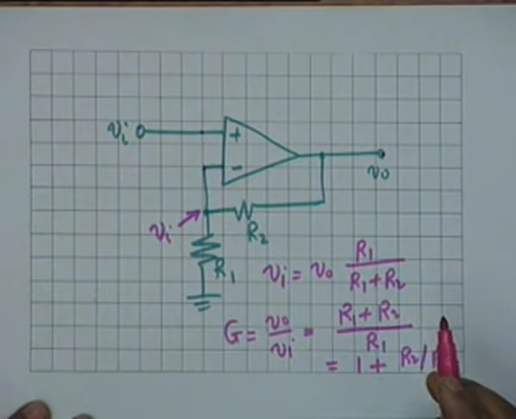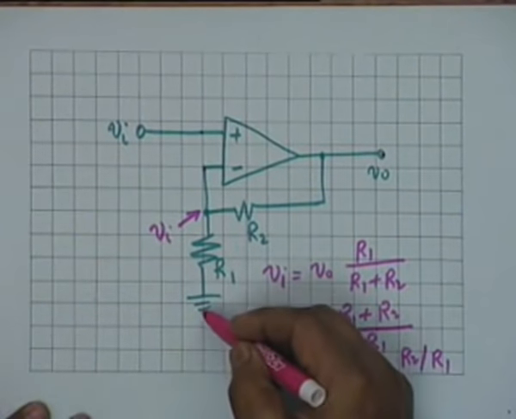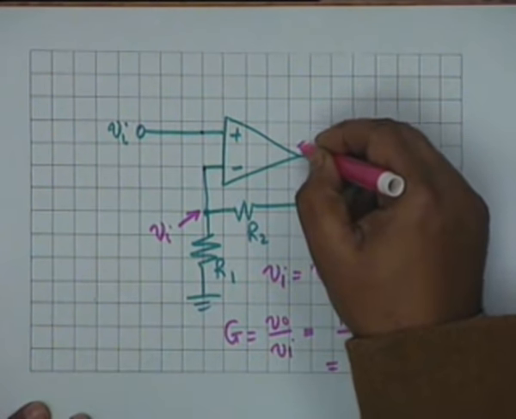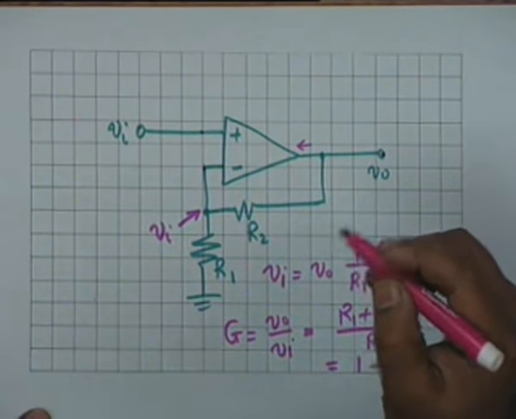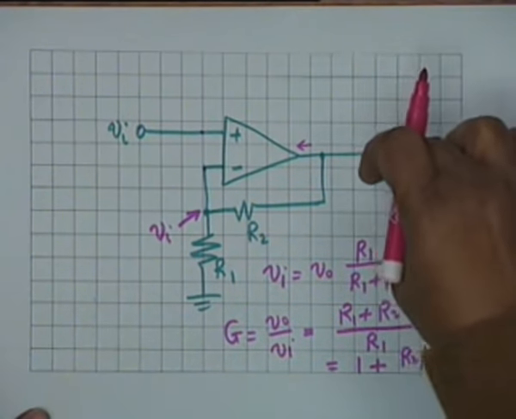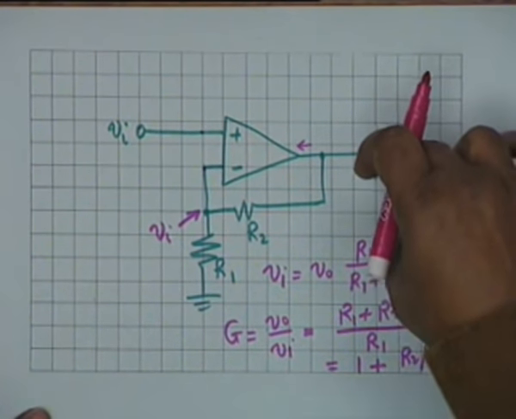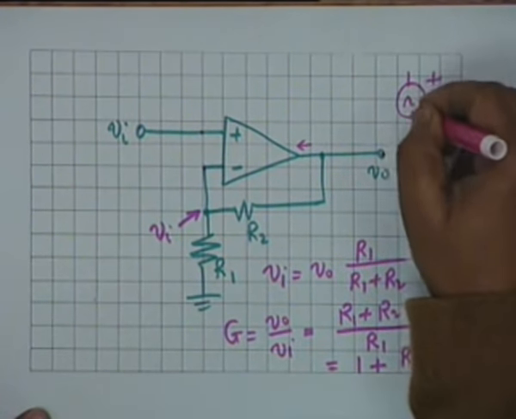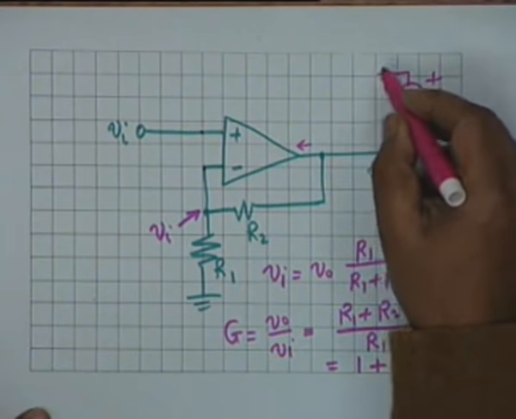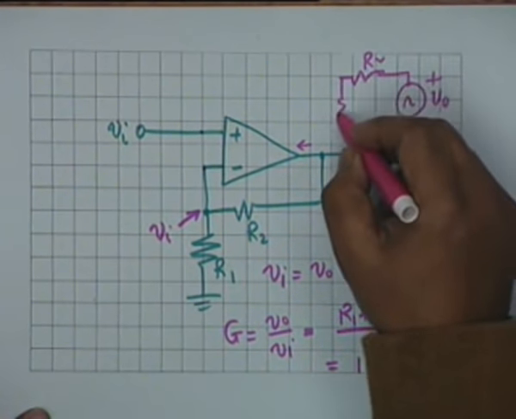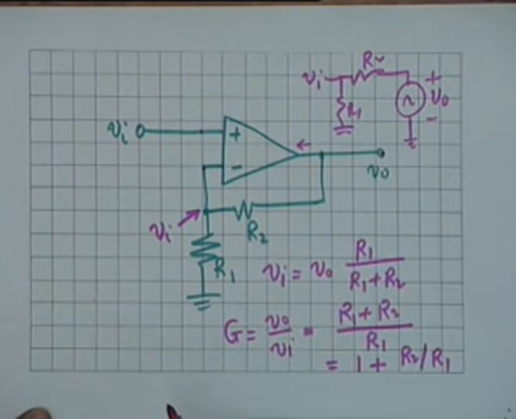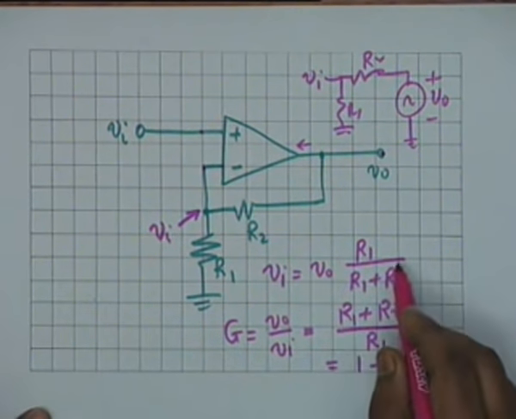So how do you get Vi is V0 times R1 by R2? Look at this path. The output impedance of the amplifier is ideally 0, and therefore this point acts as a voltage source. The equivalent circuit would be, there is a V0 here, plus minus, this goes to ground, and this comes to R2 and R1, and this is Vi. That is how we wrote this relationship.